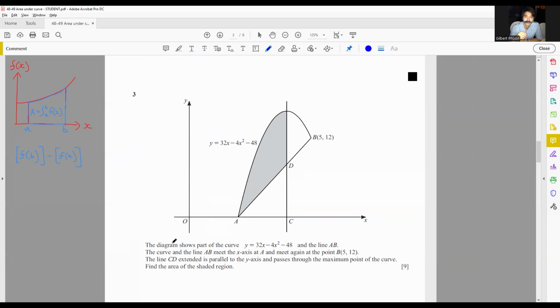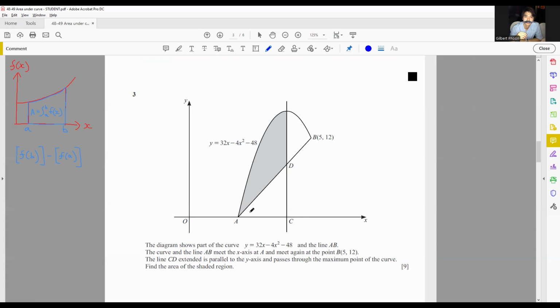To start this question, the diagram shows part of a curve y equals 32x minus 4x squared minus 48. I hope that you guys can immediately see that this is actually a quadratic equation, a negative quadratic to be exact. The curve and the line AB meet the x-axis at point A and meet again at point B, 5, 12. The line CD extended is parallel to the y-axis and passes through the maximum point of the curve. Find the area of the shaded region.